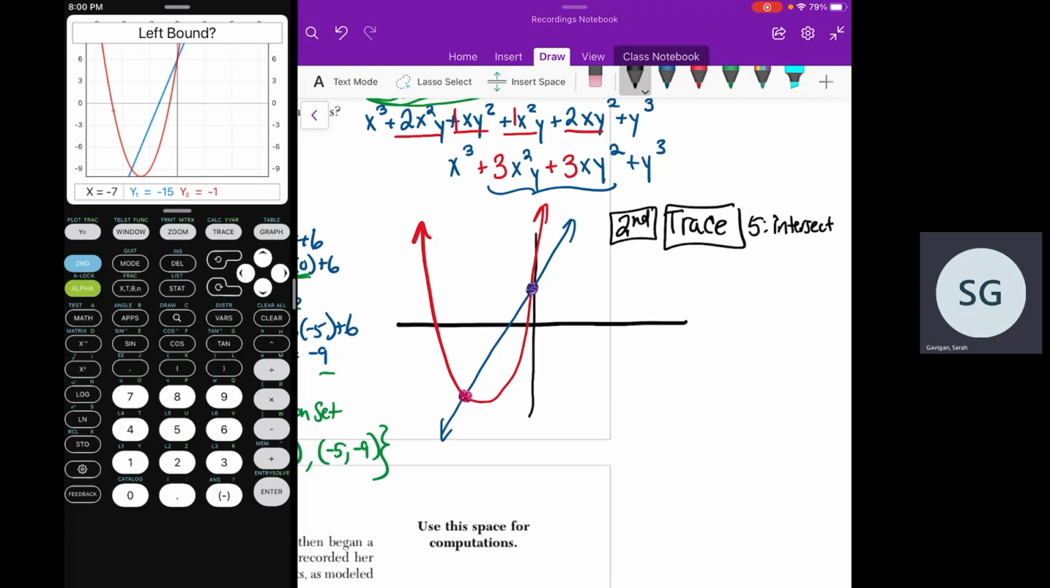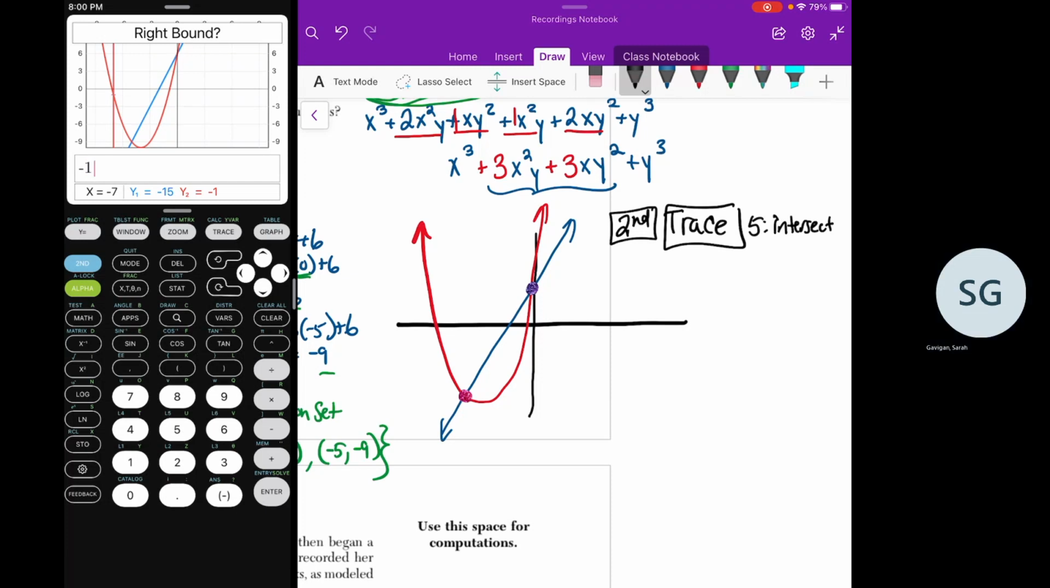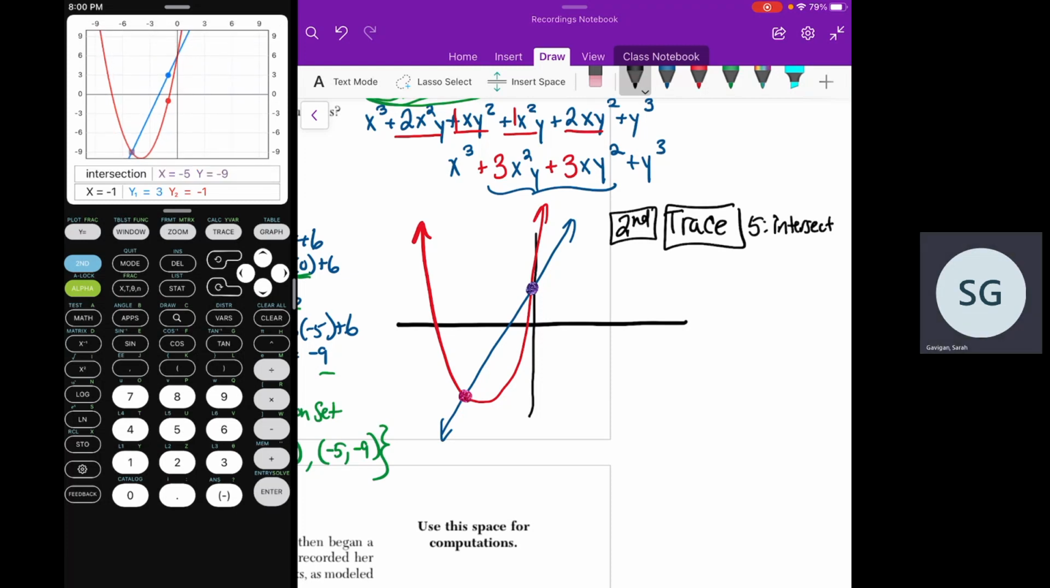And then, left bound. There we go. And then right bound, I'll say it's -1. Hit enter. Intersection, I'm just going to hit enter again. And it tells me my intersection point here is -5, -9, which I got algebraically.